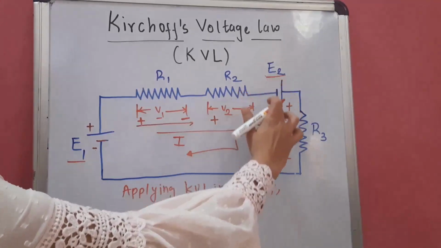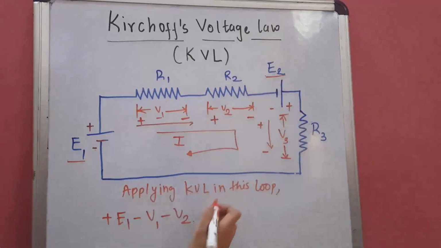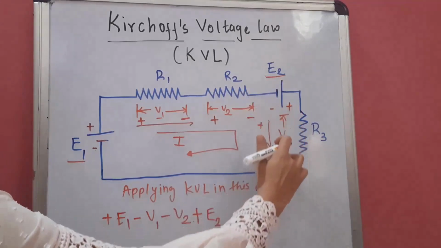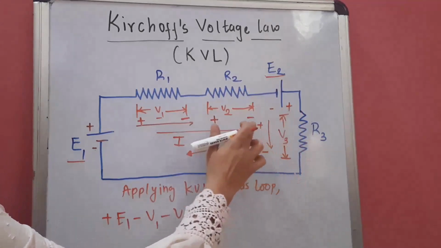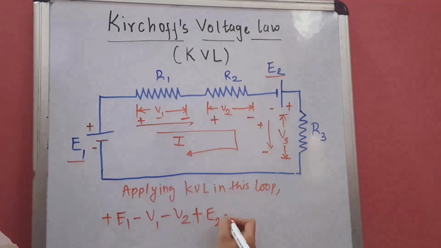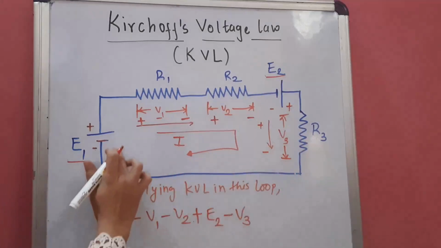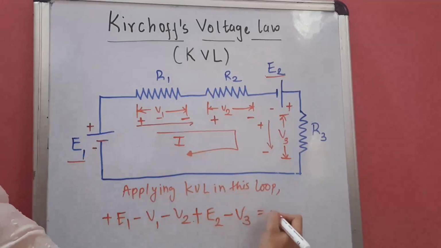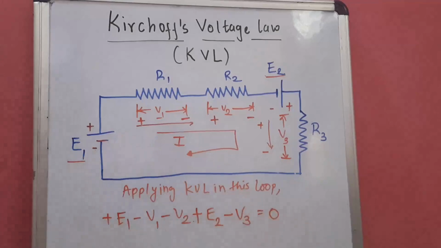Then E2 is coming, so minus to positive, that means increment. So you have to take positive sign. Again we are moving towards this direction, so we are going positive to negative, means negative sign, minus of V3, and we are coming back over here, it is equal to 0. That means the algebraic sum of all EMFs and voltage drops is equal to 0.